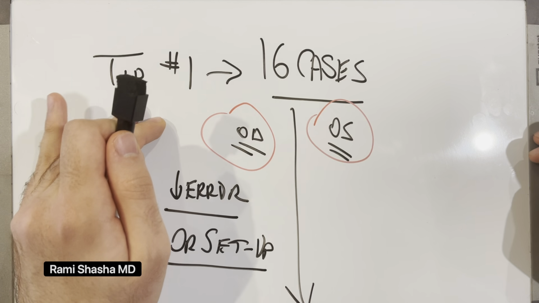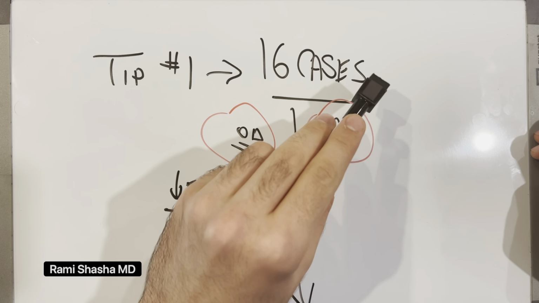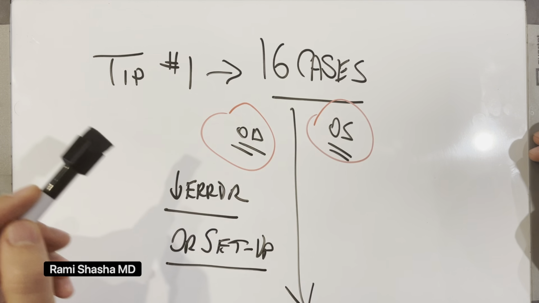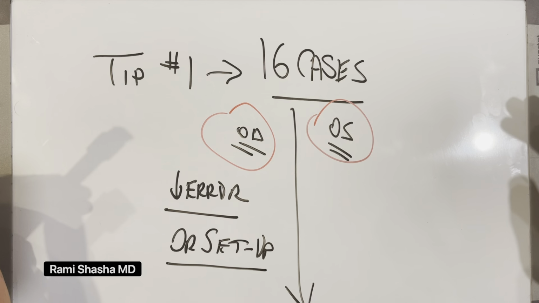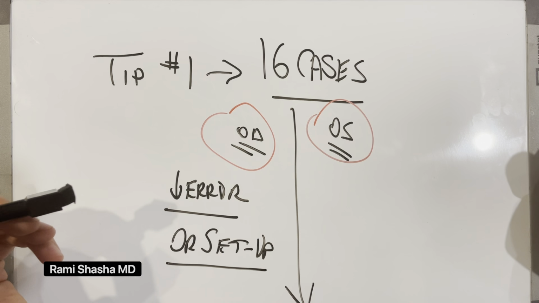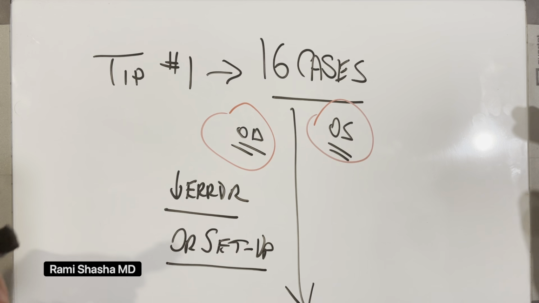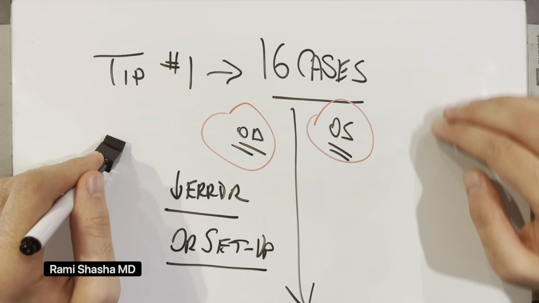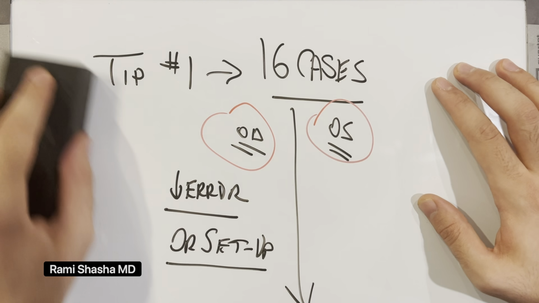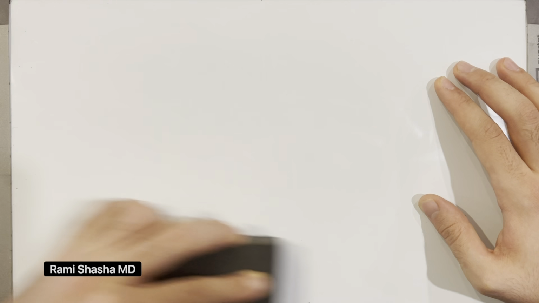So tip number one, if at all possible, stay on all right eyes or all left eyes. Again, it can be difficult to do, but believe it or not, some surgeons strongly abide by this, and when possible, I try to have my days like this. So that's tip number one. What about tip number two?